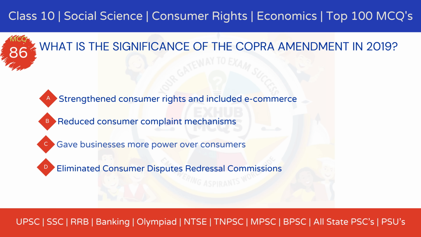MCQ 86. What is the significance of the COPRA Amendment in 2019? Option A, strengthened consumer rights and included e-commerce. Option B, reduced consumer complaint mechanisms. Option C, gave businesses more power over consumers. Option D, eliminated consumer disputes redressal commissions.